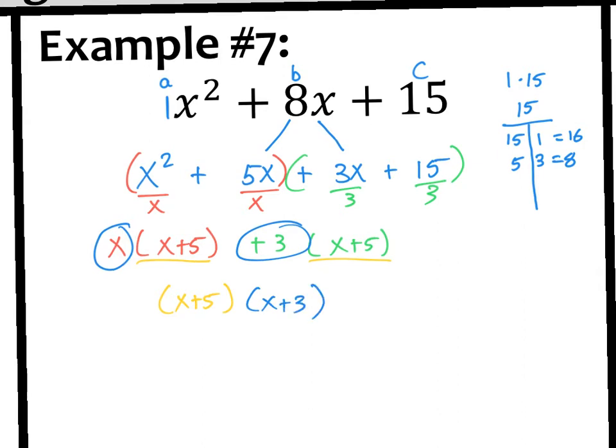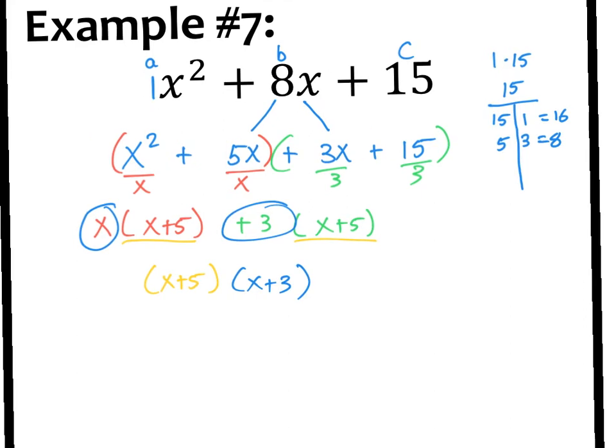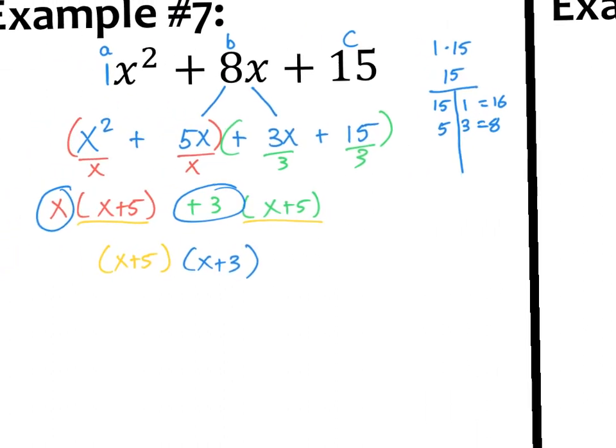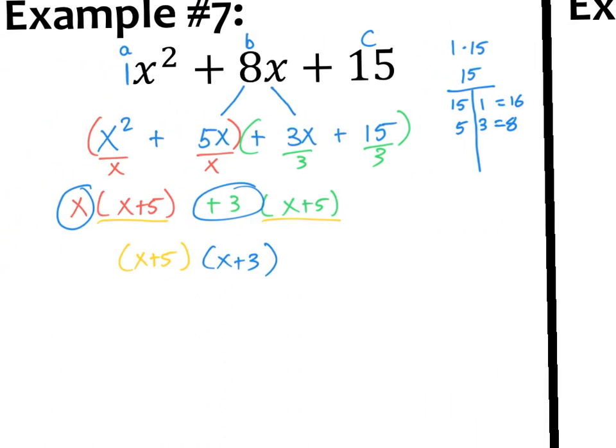And those are my two factors. Okay. You'll notice here that we ended up right back with 5 and 3. 5 here and 3 here. The split the middle process is not really necessary when our A equals 1, okay?